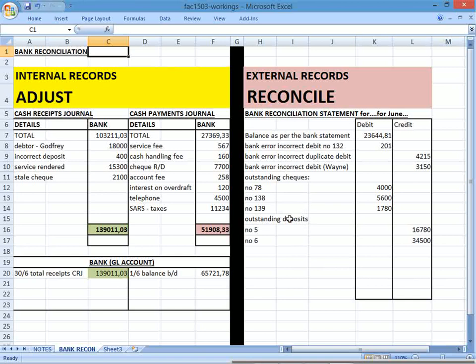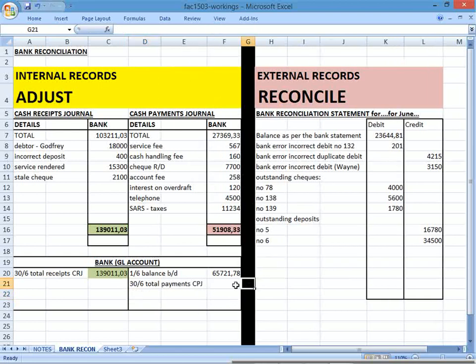Is that okay? Right, then I need to process the payments. Total payments, CPJ, and the total. There's the total.